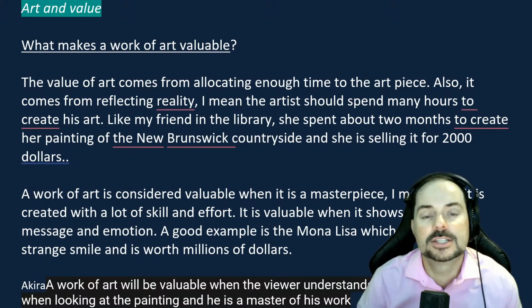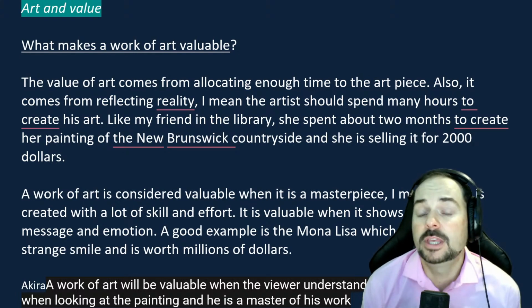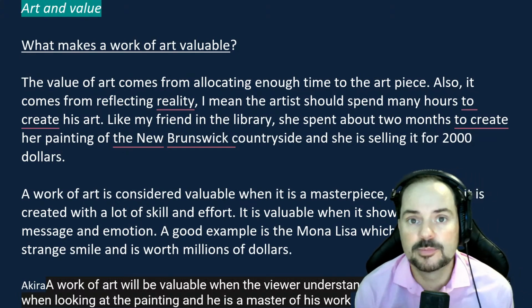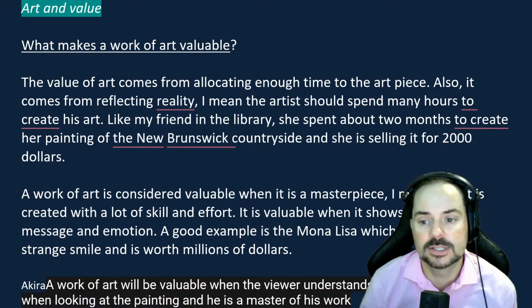Because the concept is the valuable art piece that you're showing here. Okay. So here is the full corrected response, your response at a band 9 level. Let me read the full response and then copy after me.